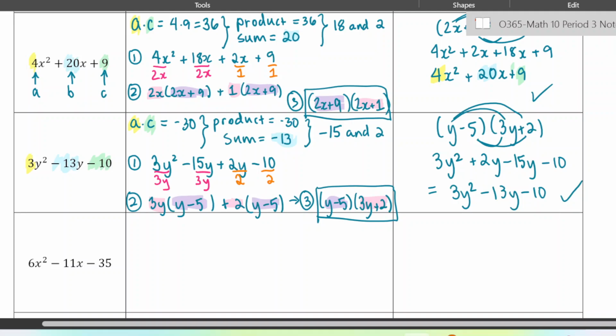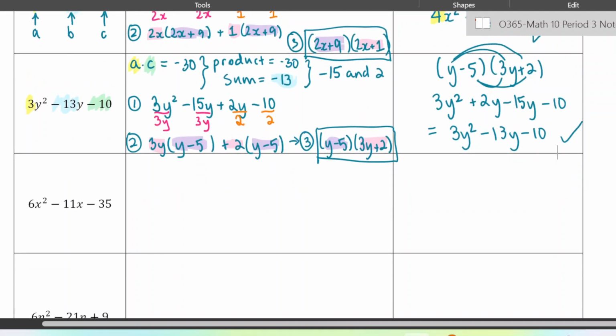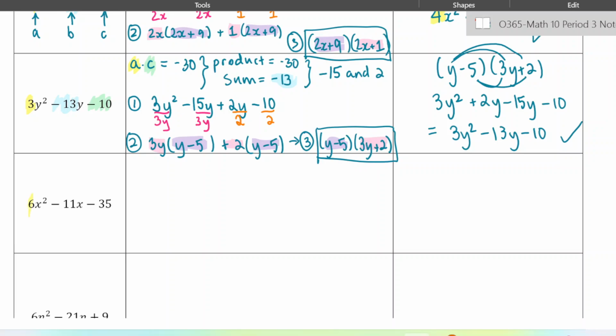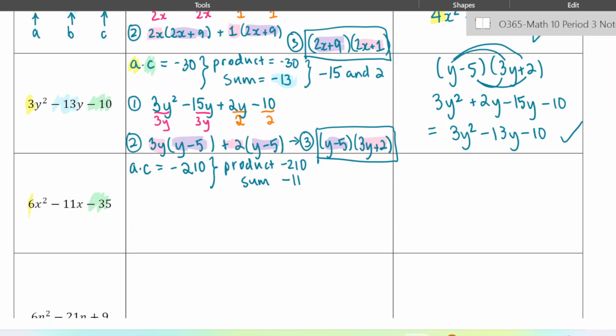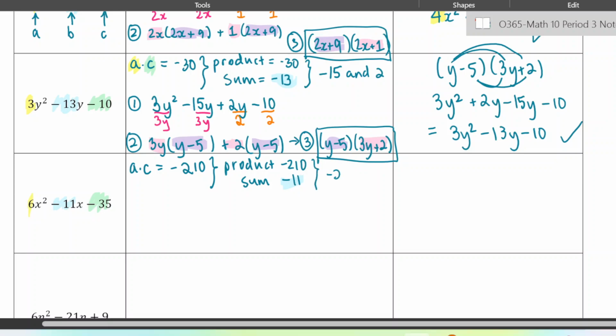Perfect. Okay, I would like you to pause the video here and try this third example, and then you can come back and check your work. I'm going to do it really quickly here. So the a times c this time, so 6 times negative 35 is negative 210. So I'm looking for two numbers that have a product of negative 210 and the sum of negative 11, that middle number there. So those two numbers happen to be negative 21 and 10.